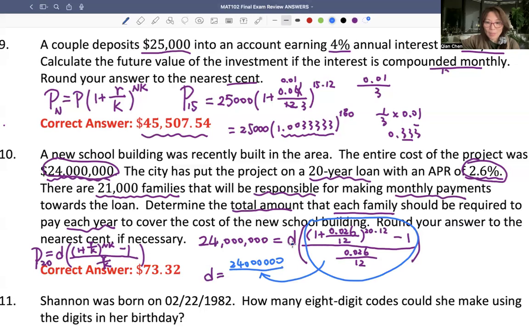But remember, this monthly deposit we want to share among the 21,000 families. So we take the deposit first and multiply by 12, because the question is asking for each year: how much each family has to pay in each year. So we multiply the deposit by 12, then divide by 21,000 families. Then the answer should be $73.32 if it's right. But we're going to do this in the classroom also. In the classroom, I should be able to show you how to use the scientific calculator online.